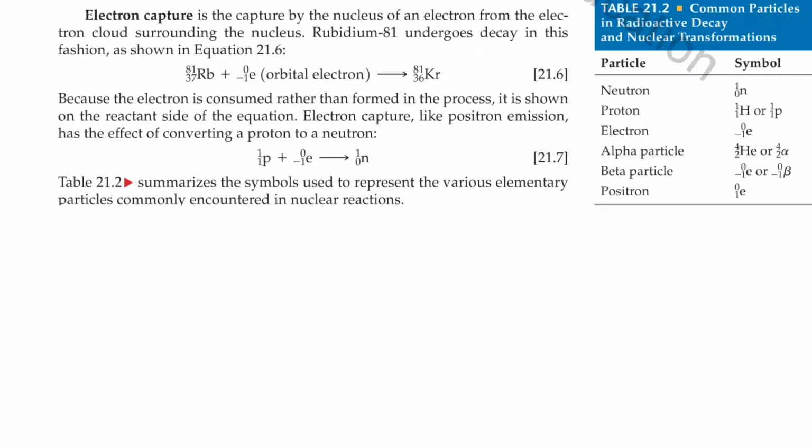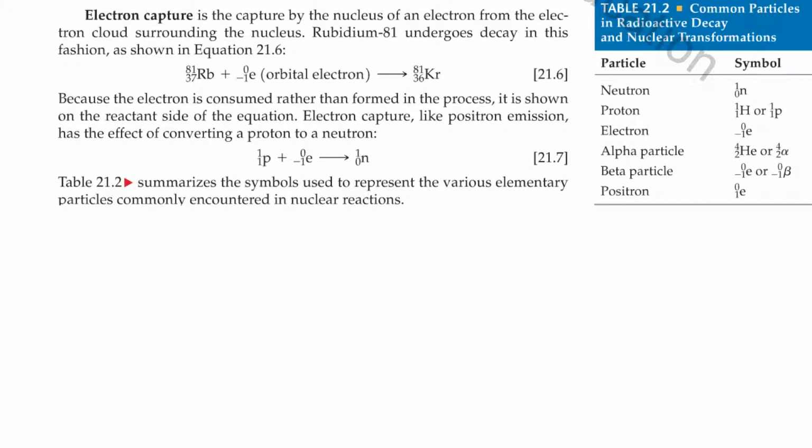Electron capture is the capture by the nucleus of an electron from the electron cloud surrounding the nucleus. Rubidium-81 undergoes decay in this fashion, as shown in Figure 21.6. Rubidium-81 plus an orbital electron gives krypton-81. Because the electron is consumed rather than formed in the process, it is shown on the reactant side of the equation. Electron capture, like positron emission, has the effect of converting a proton to a neutron.